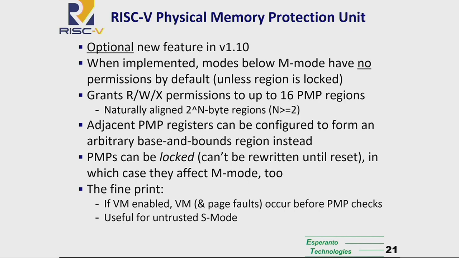the standard read, write, execute permissions. Generally, those regions are 2 to the n bytes naturally aligned, but there's 16 entries, and you can use a pair of them to be base and bounds. They don't affect machine mode in general. They affect everything else until they get locked. So you can lock these protections in, and when you do that, even M mode can only access the things that the registers have been pre-set up to do, and you can't unlock it except by resetting everything, complete reset.